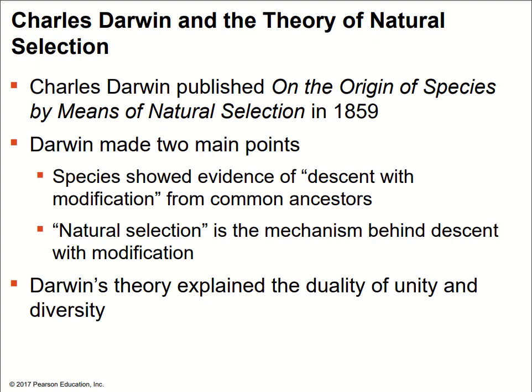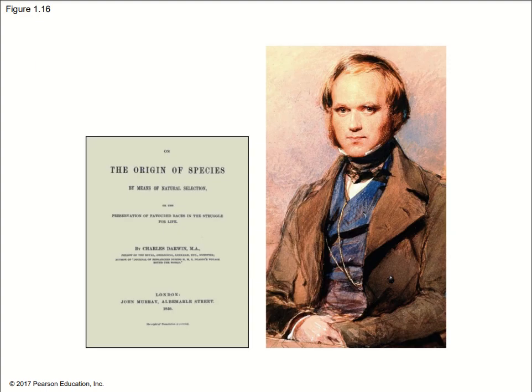Essentially, if through mutation or inheritance, an organism has a trait that makes it more likely to survive in its environment, then by probability, that trait will have a higher likelihood of being transferred to the next generation, because that population will be more likely to reproduce later on. Darwin's theory explained the duality of unity and diversity.